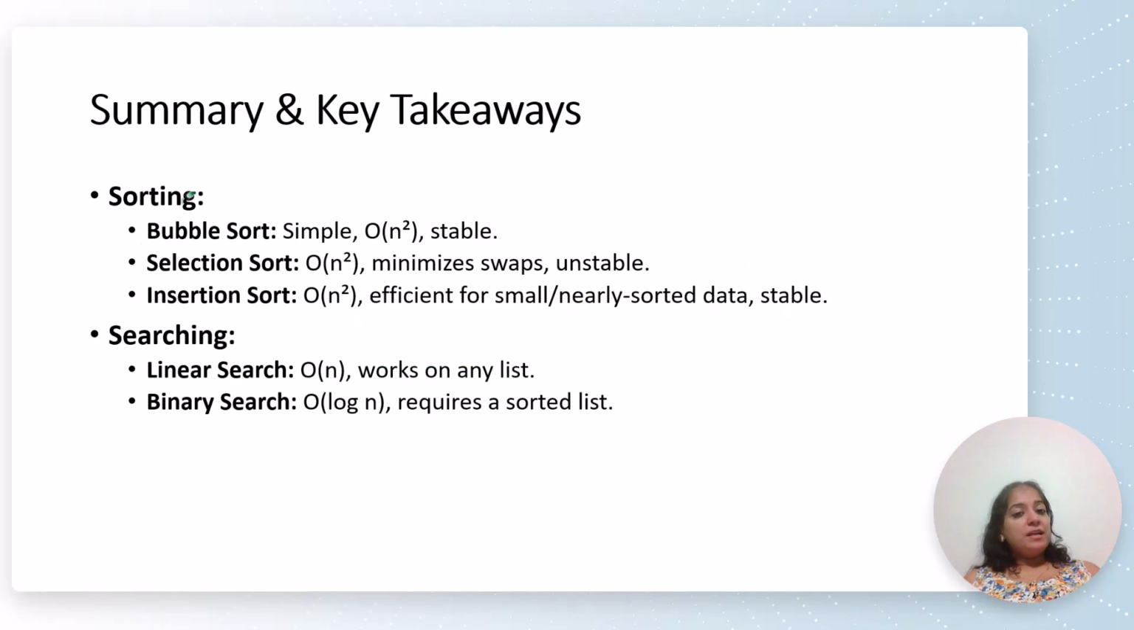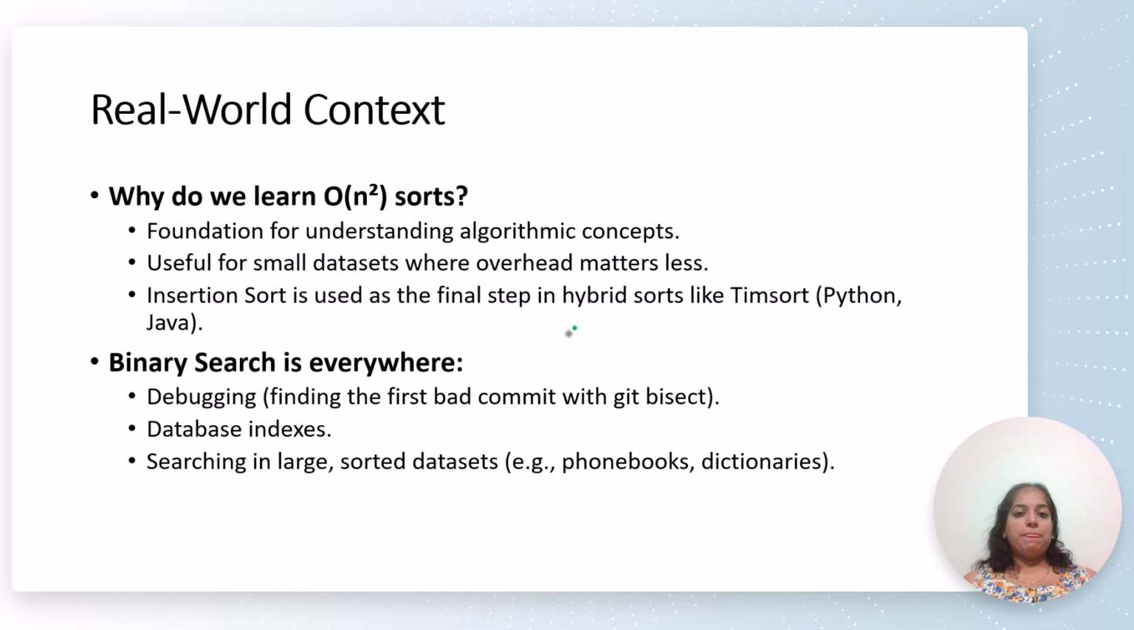So the sorting algorithms which we talked about, bubble sort, selection sort, insertion sort, all have big O of n square complexity. Whereas for searching, linear search works on big O of n complexity and is sequential in nature, and it works on any list, whereas binary search takes big O of log n time, and it requires a sorted list. That is the prerequisite, that is a must.